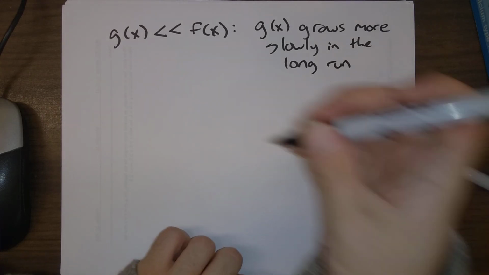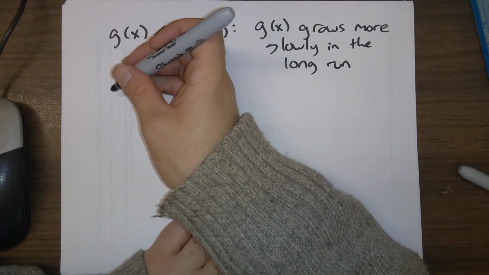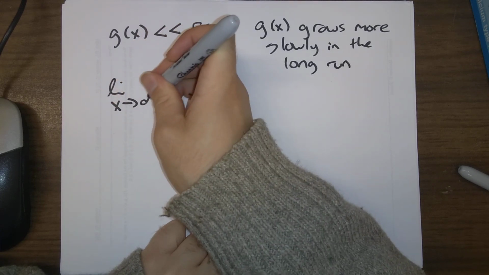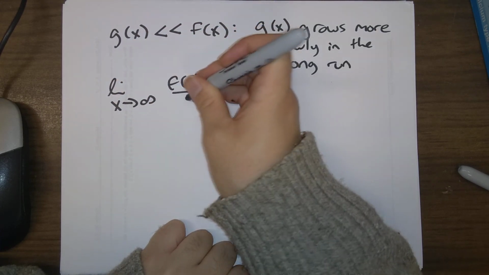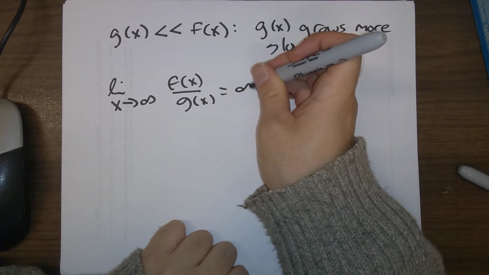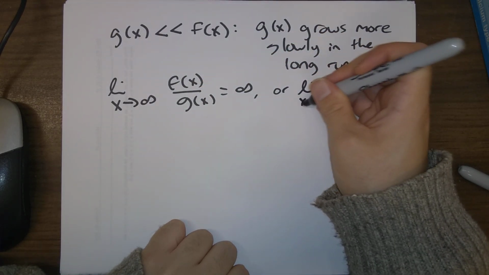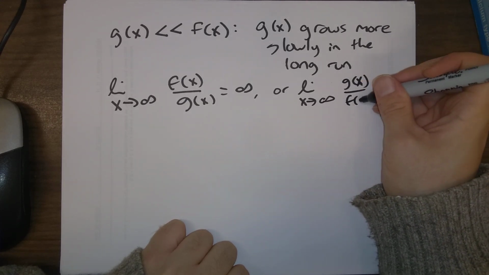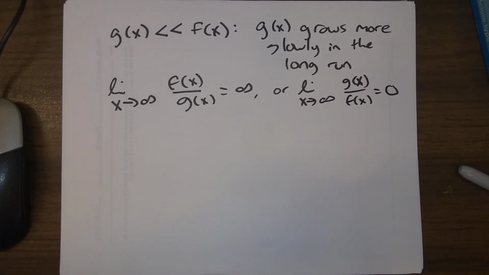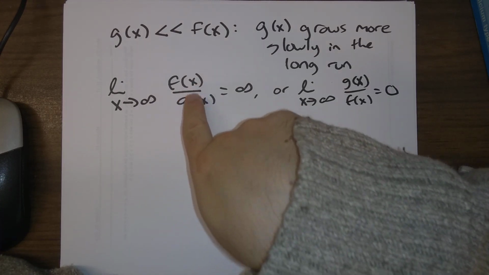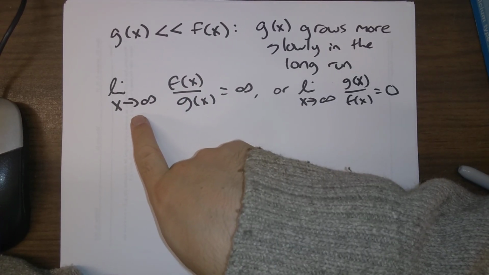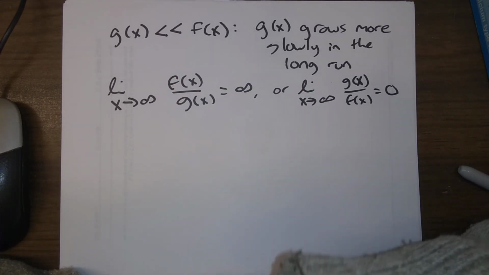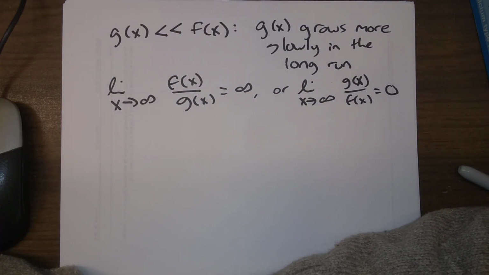And more formally, what is this? We would have that the limit as x goes to infinity of f of x over g of x is equal to infinity, or the limit as x goes to infinity of g of x over f of x is equal to 0. So if the ratio of f of x to g of x in the long run as x goes off to infinity is infinity, then g of x grows more slowly, f of x grows more quickly.